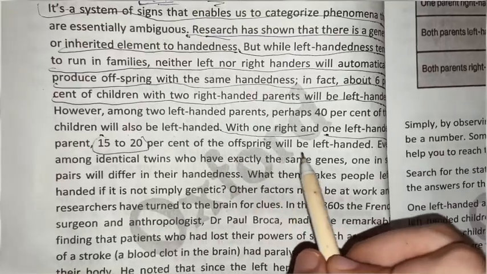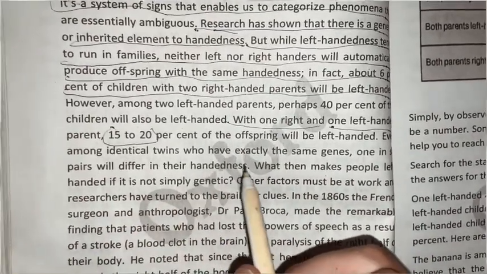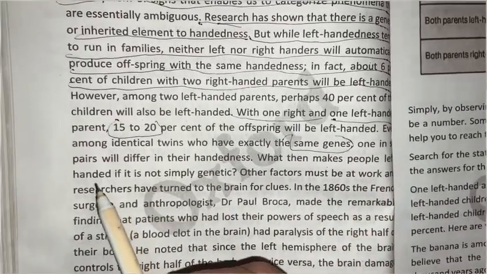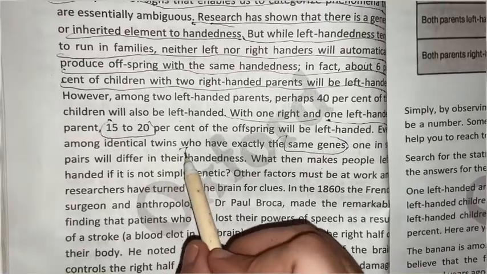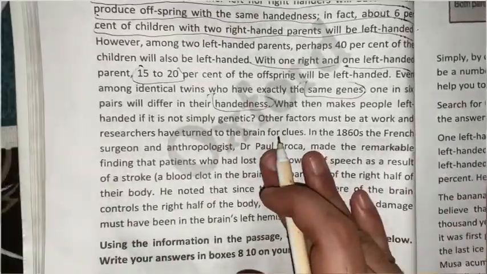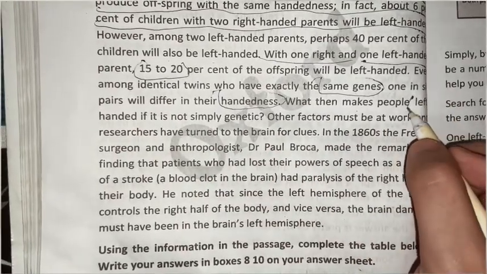And even among identical twins who have exactly the same genes, one in a pair will differ in their handedness. What then makes the pairs differ? It is not simply genetic. Other factors must be at work, and researchers have turned to the brain for clues.